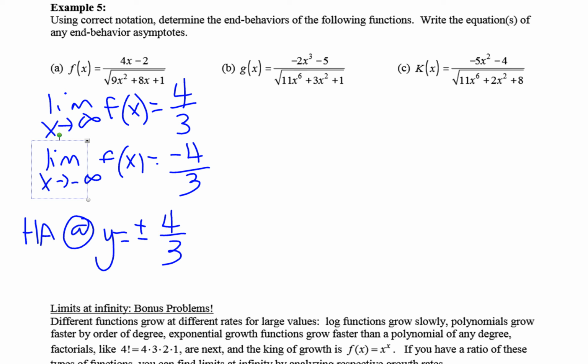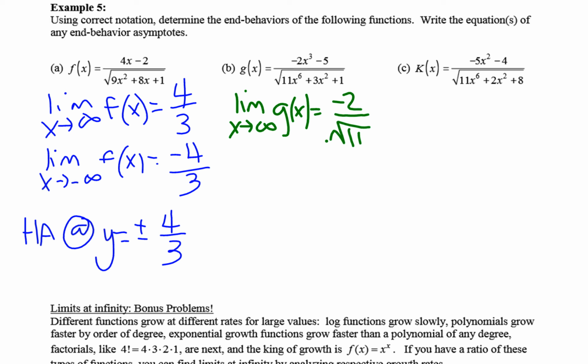Okay, the next example. Let's take the limit as x approaches infinity of g of x. The numerator power is 3. The bottom, it's technically also 3. So we are growing at the same rate at the top and the bottom. So if we put positive infinity in the top, we get negative 2. Positive infinity in the bottom, we get the square root of 11. You can rationalize that if you want, or not. You can just leave it.